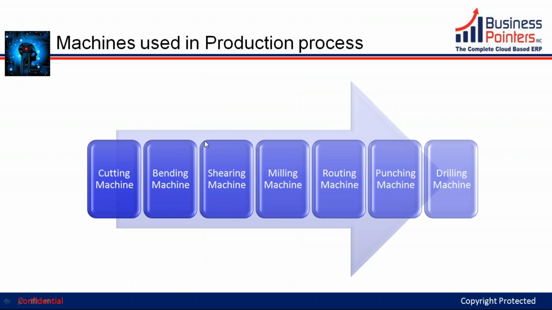The next slide will show us the production process. These are the different machines used in the production process. So we have the cutting machine, bending machine, shearing machines, all the different types of machines that are required for production, which can be defined into the machine master.